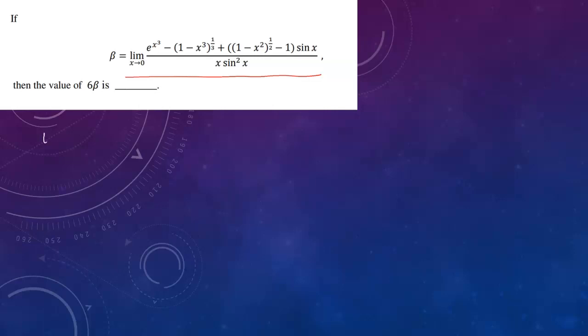So the first expansion will be of e to the power x. What is the expansion of e to the power x? It is 1 plus x plus x square by 2 factorial plus x cube by 3 factorial plus and so on.